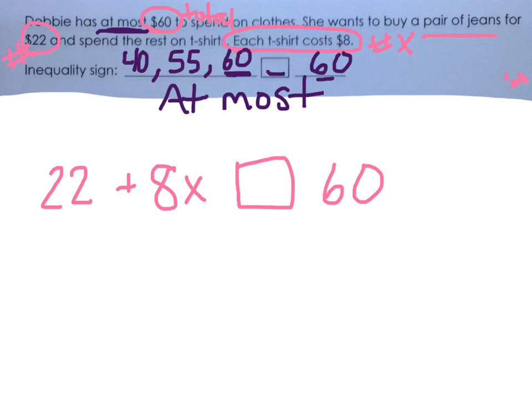And all the numbers to the left are less than 60. So my sign is going to be less than or equal to 60. So the at most sign that it's using in my problem is less than or equal to. So the way that my equation reads is 22 plus 8x is less than or equal to 60.